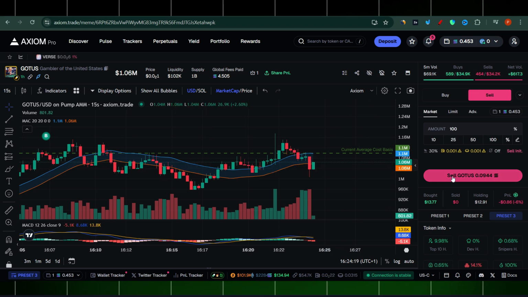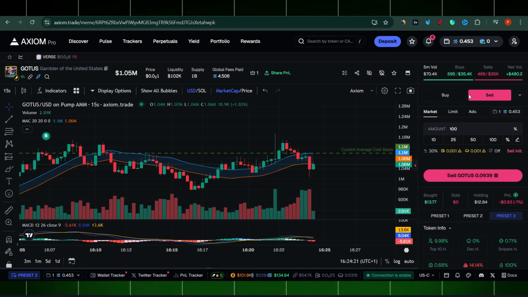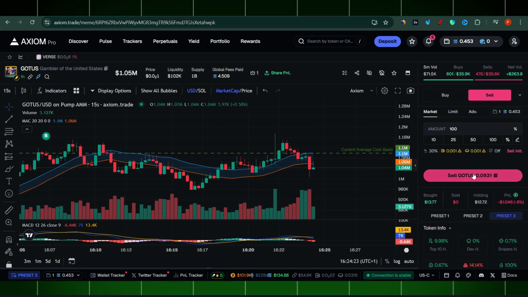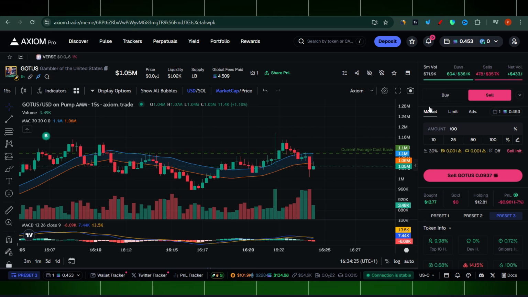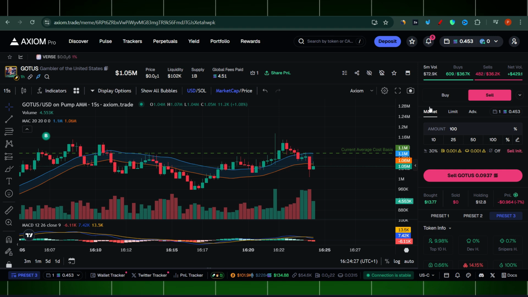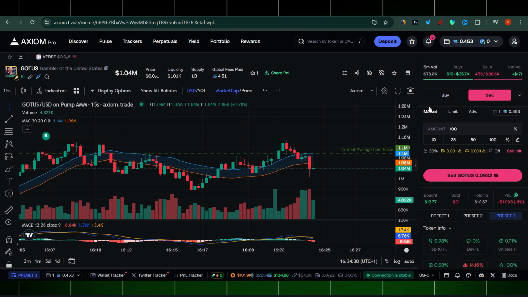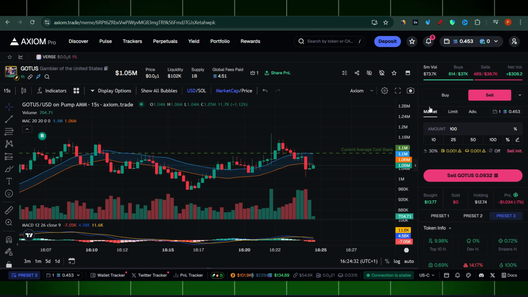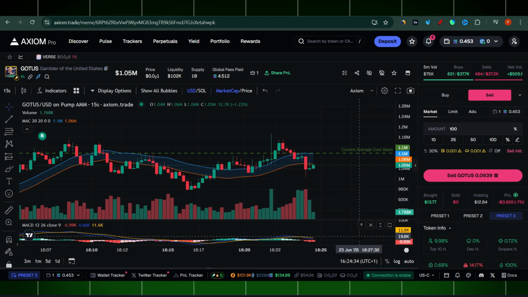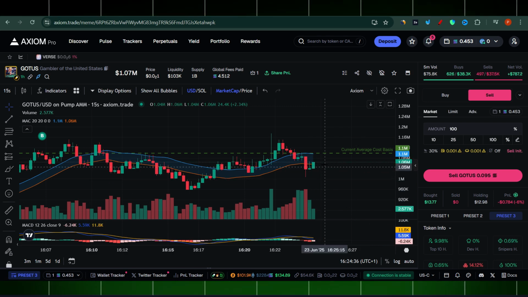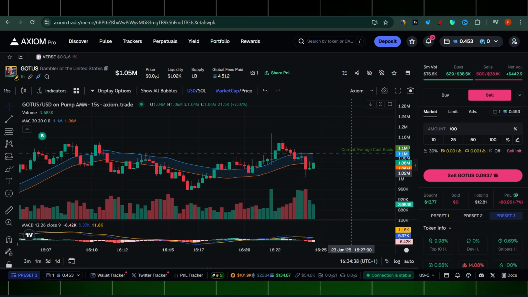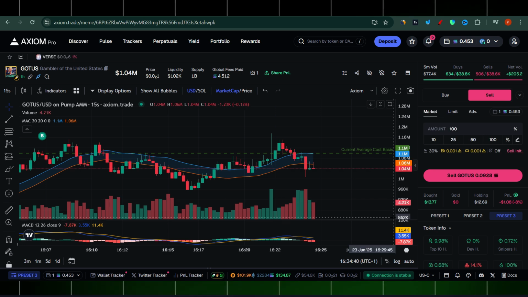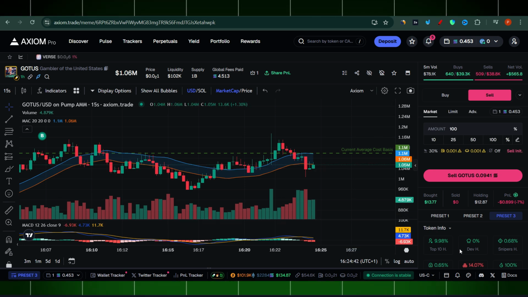Okay, let's see. There's still net volume going up. The 5 minutes volume is 72k. So there is still potential of this coin going to something good. Let me have a look. Let's wait for another few minutes, and then we will decide if we're going to sell it or I will just wait.